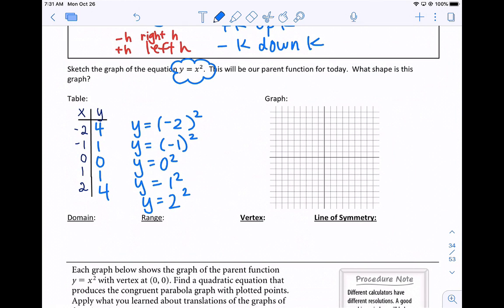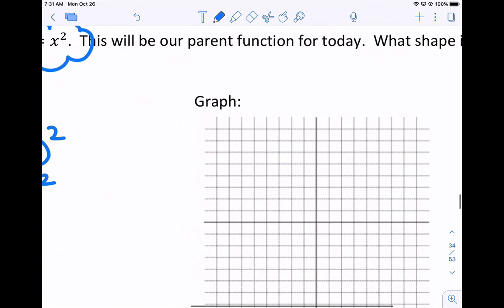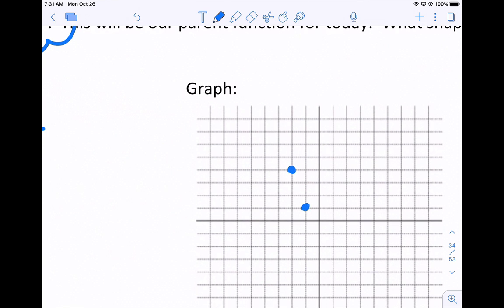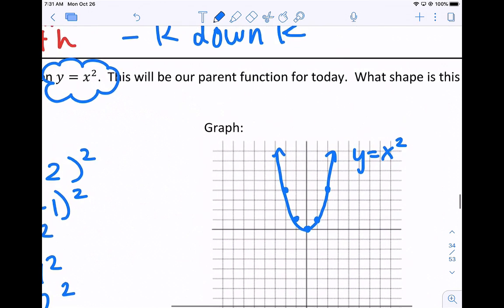So if we graph this, let's take a look at what the shape would be. So we have -2, +4. There's our first coordinate. Then we go left 1, up 1. Then 0, 0, 1, 1, 2, 4. So here is our parent function today, x squared. It's called a quadratic. It's also called a parabola. So this is a quadratic.